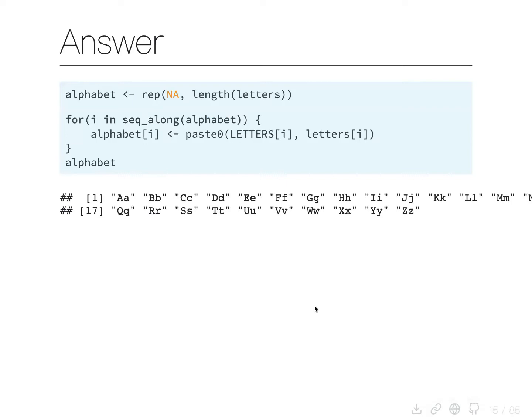Okay, so this is how I did it. I first pre-allocated my vector. I called it alphabet. You can call it whatever you want to call it, obviously. And I'm just going to repeat NA the length of letters. Okay. Then I'm going to say for i in seq_along alphabet, this thing I just created, right? I'm going to paste letters i with letters i, uppercase with lowercase, right? And that's going to be stored in the ith element of alphabet. Okay. And then we look at that and we get our upper and lowercase versions. Make sense? Any questions?